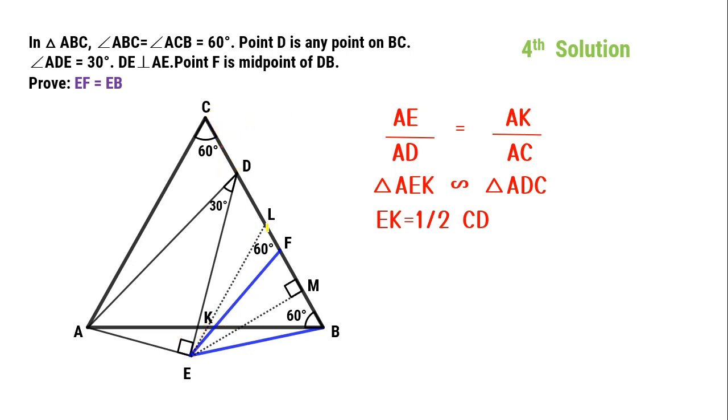Let's focus on triangle LME. It is a 30, 60, 90 degree triangle. So LM equals 1/2 of LE. Triangle BLK is an equilateral triangle. The side ratio to triangle ABC is 1/2. So we get LK equals BL, which is equal to 1/2 of BC.